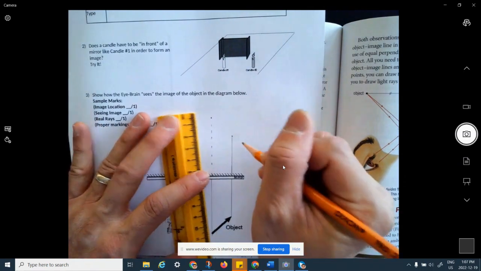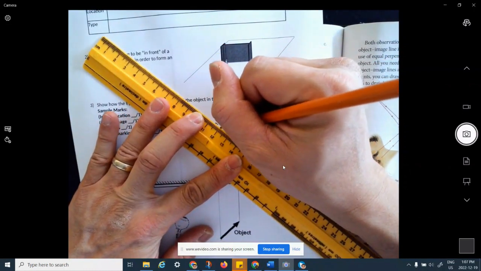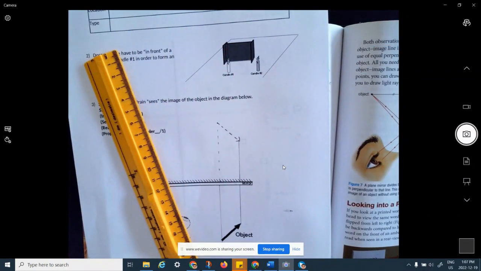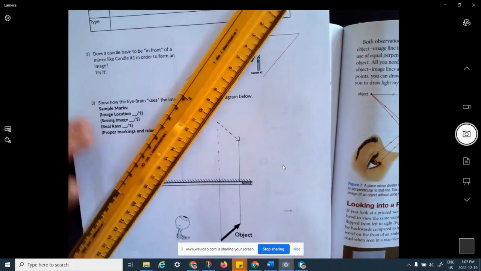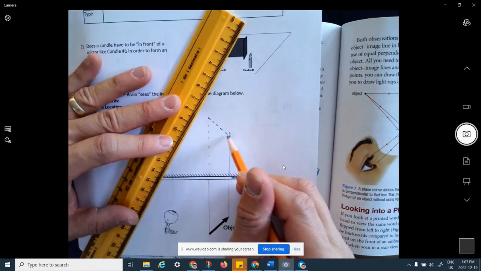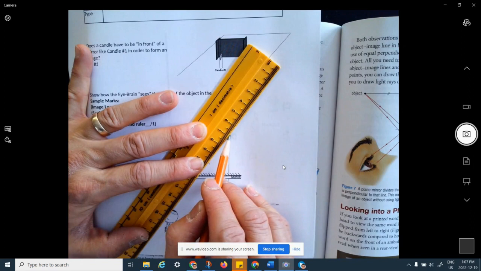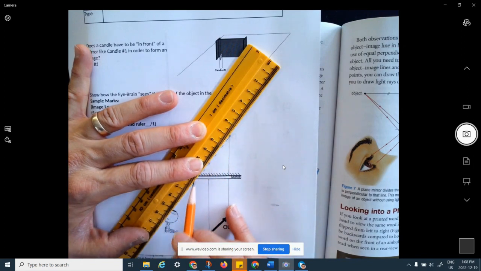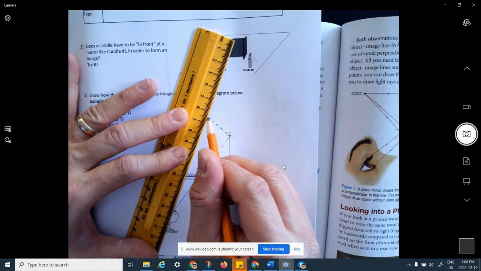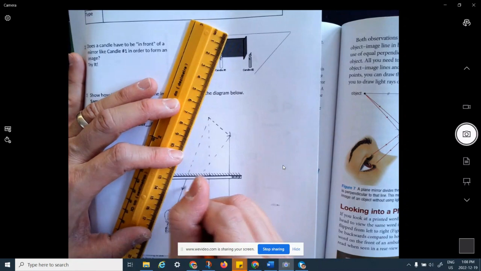So in this case, this would be where the image is. It's a virtual image, so it should be a dash. At that point, we're going to treat the eyeball as one point. Draw a straight line, dashed behind the mirror, straight to in front of the mirror. Straight here.